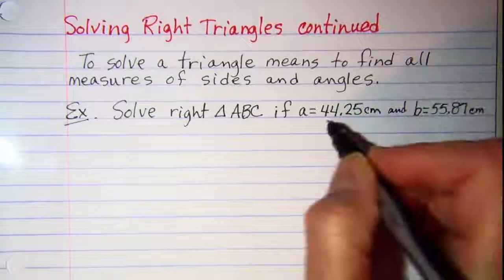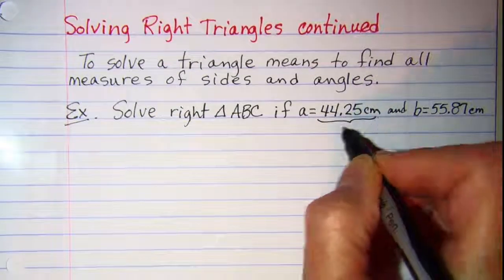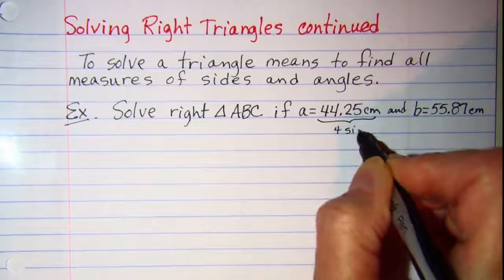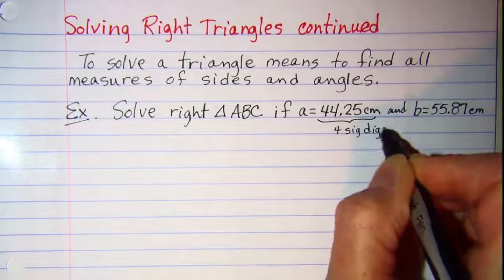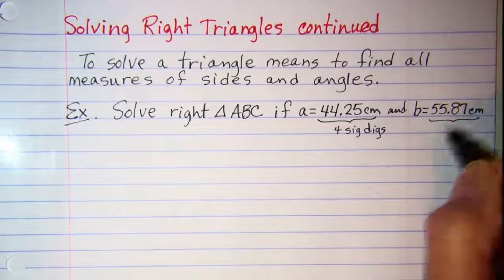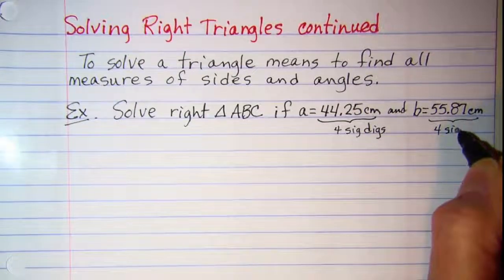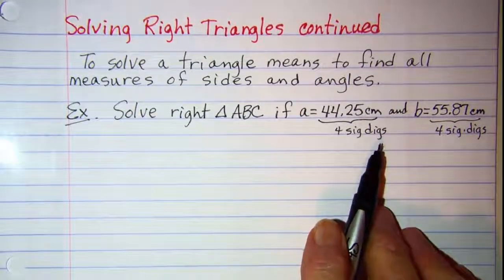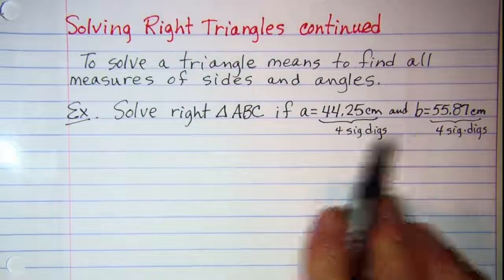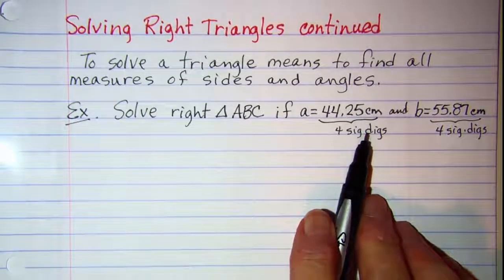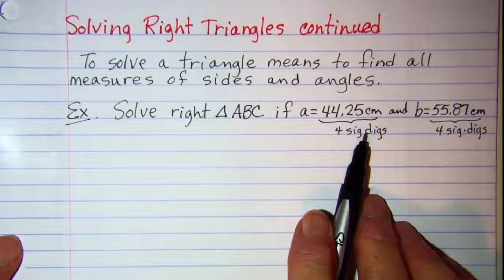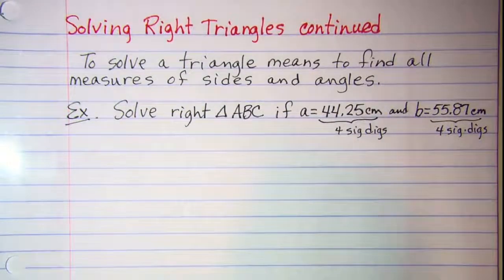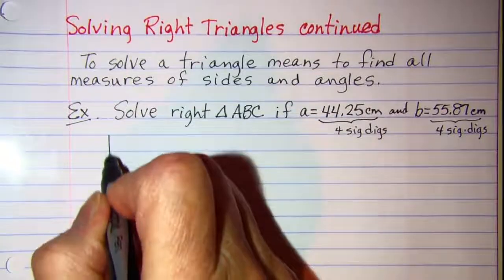these side measures are both 4 significant digits. So when I give my angle measures, I need them also to be 4 significant digits, which means I need either to the nearest minute or the nearest hundredth of a degree. And let's draw our sketch.